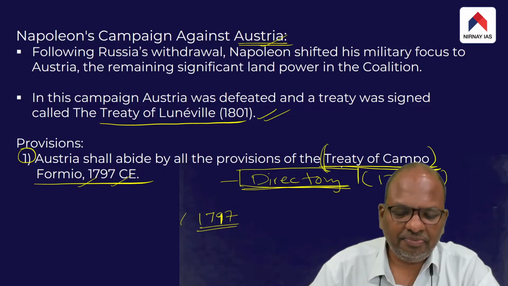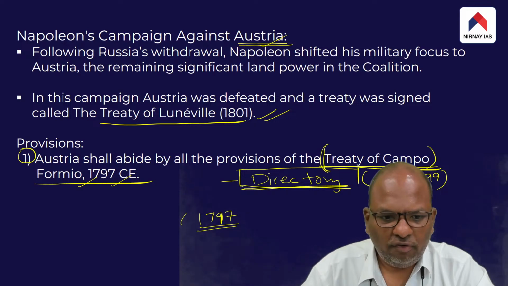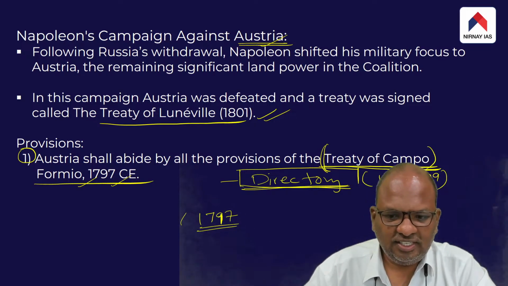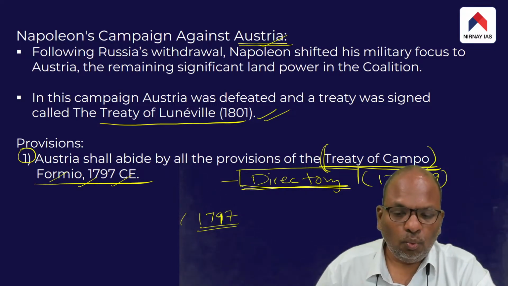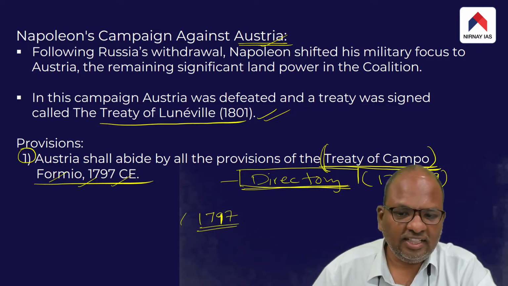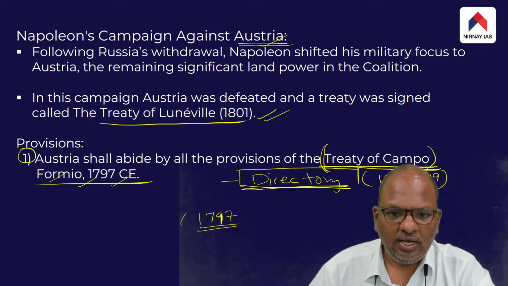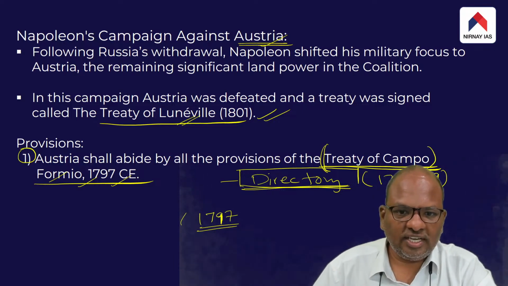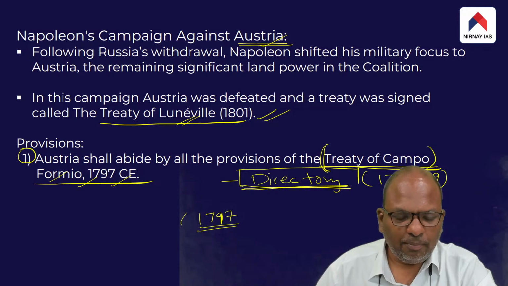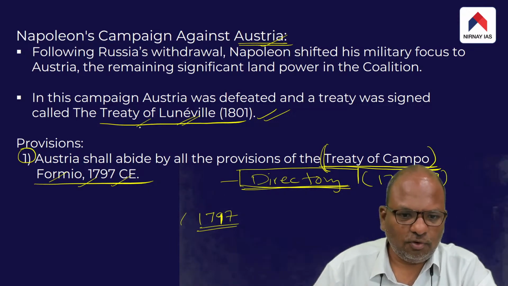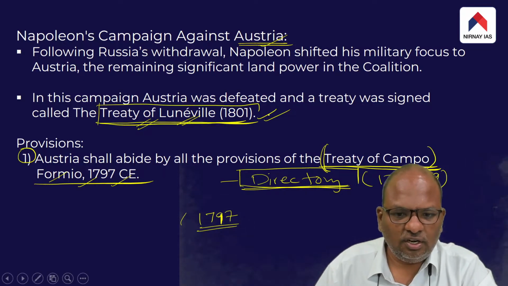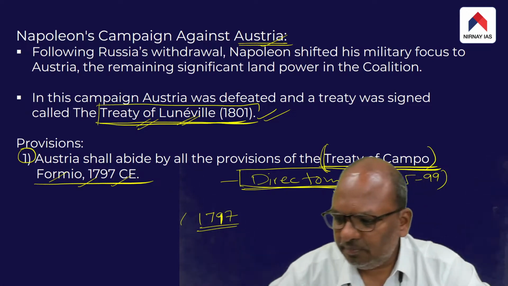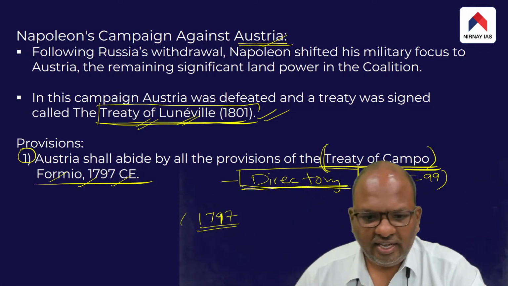The provisions of the Treaty of Campo Formio we have already discussed in our previous class. You just take a look at those provisions. But the point is, later Austria started violating the provisions of the Treaty of Campo Formio. So in 1801, once again, Austria was invaded by Napoleon. This time also Austria was defeated, and thereafterwards this treaty was forced on Austria, that is the Treaty of Lunéville, 1801 AD.